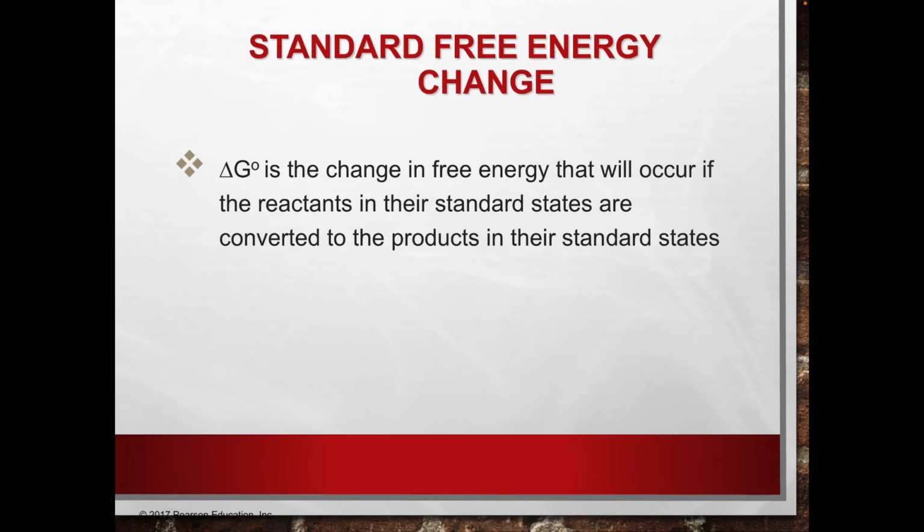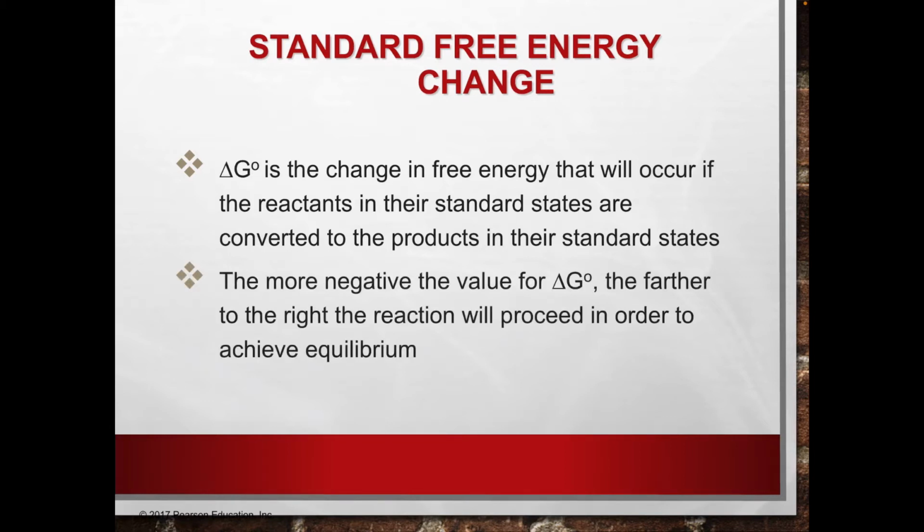Okay, let's talk about standard free energy change. That's what we've been looking at thus far. So delta G naught, with that 0, is telling us it's the standard free energy change. That's the change in free energy that will occur if the reactants in their standard states are converted to the products in their standard states. This is in the phase that they normally exist at room temperature. Usually we're at 25 degrees Celsius here, and it will be 1 atm of pressure for gases and 1 molar for concentrations.